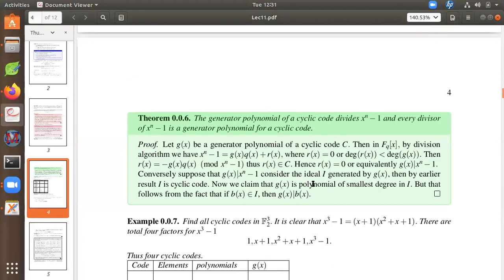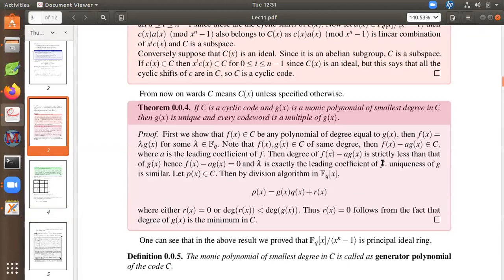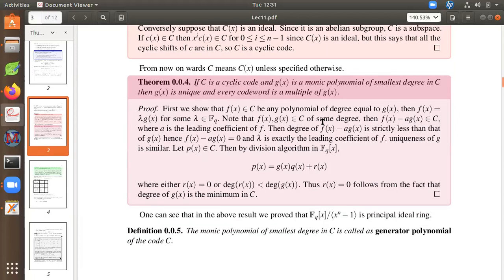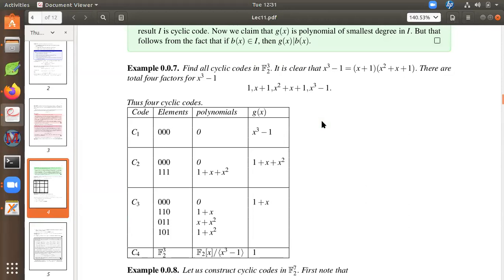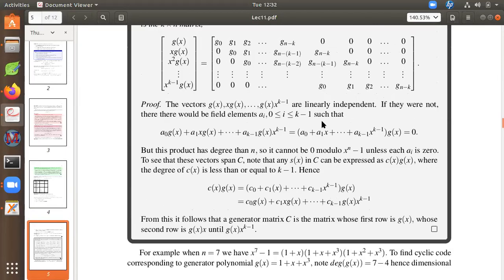You remember? Every code word is a multiple of G of x. That we proved, that R of x equal to 0 here. So now if S of x is in C, then S of x is divisible by G of x. That means S of x equals some C of x into G of x. Now the degree of C of x should be less than or equal to k minus 1, so then you can multiply it and it will be like this.